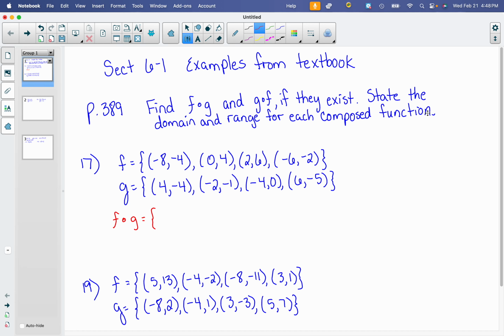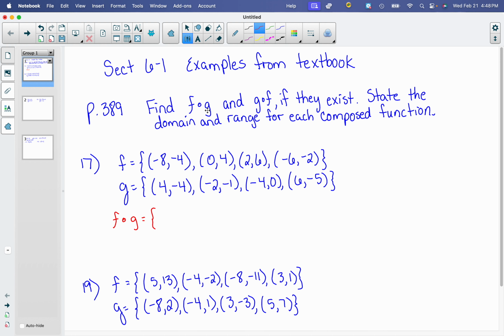So I want to do a video of a few examples from section 6.1 that are similar to your homework problems and make sure that you understand, because I don't know that I really did anything like this on the actual video. So I thought I'd do a few more. So on number 17, what we're being asked to do is to find f of g.